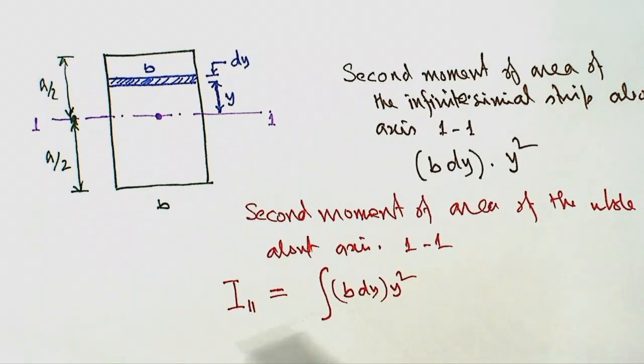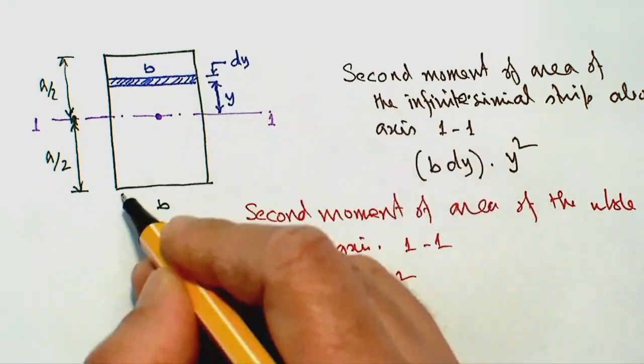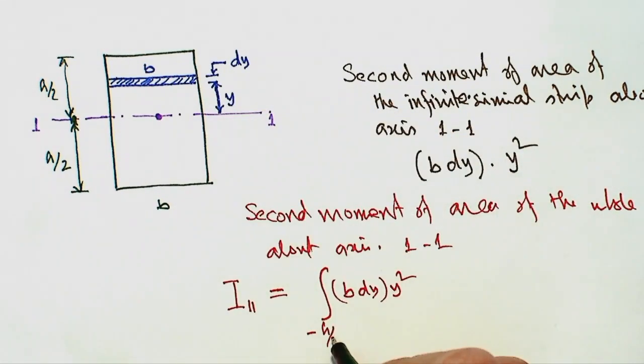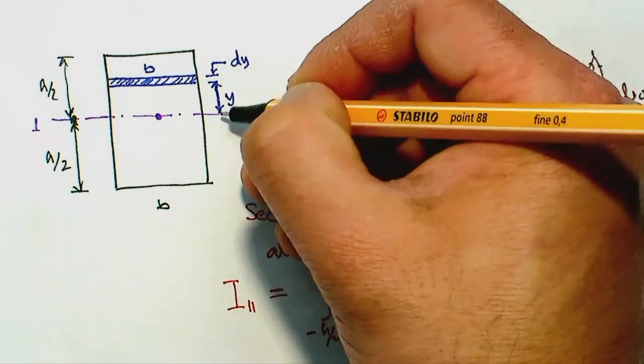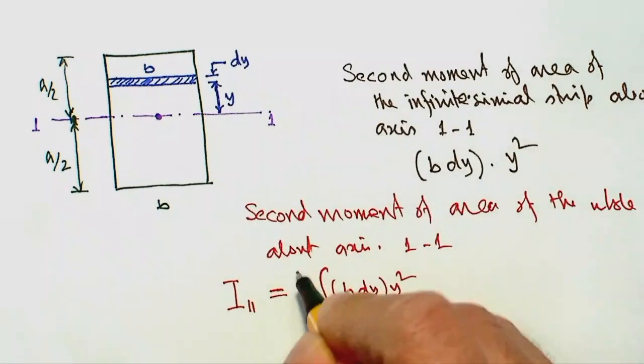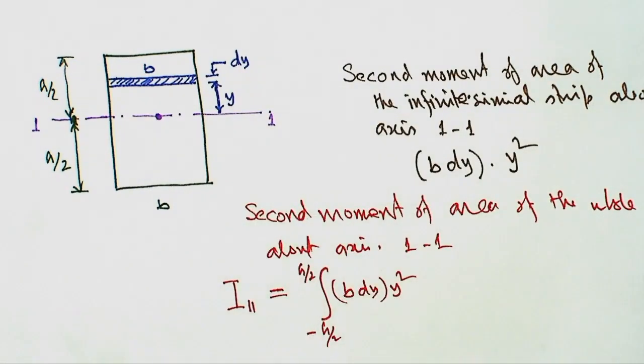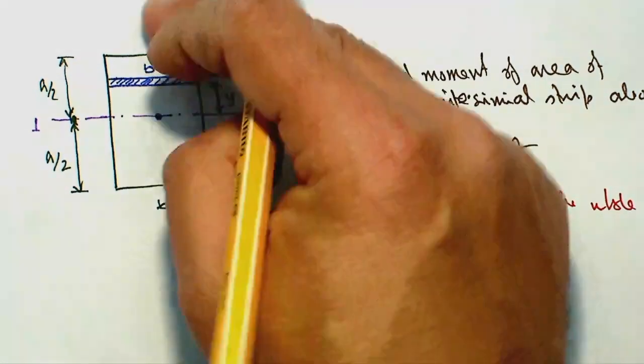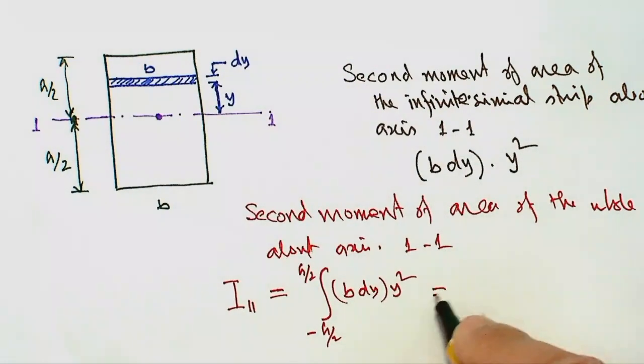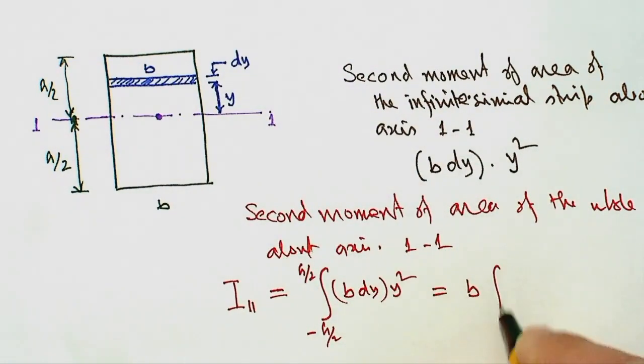Now the only variable here is dy, so y would vary from minus h over 2, because this is the positive y, if we take this as the negative y, minus h over 2 to plus h over 2. Now b is constant, so that can come out of the integration sign, and that would be y squared times dy from minus h over 2 to plus h over 2.